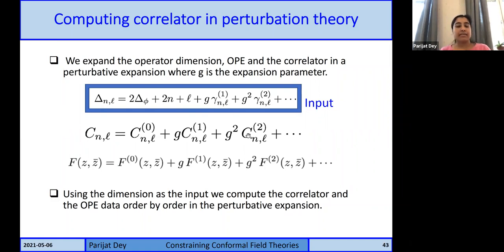And similarly, these are the corrections to the OPE coefficients, where again we are perturbing. This is the mean field theory correlator, and we already know this mean field theory result from the previous slide. And this is the correlator. Now using the dimension as input, we compute the correlator and the OPE corrections order by order in the perturbative expansion.